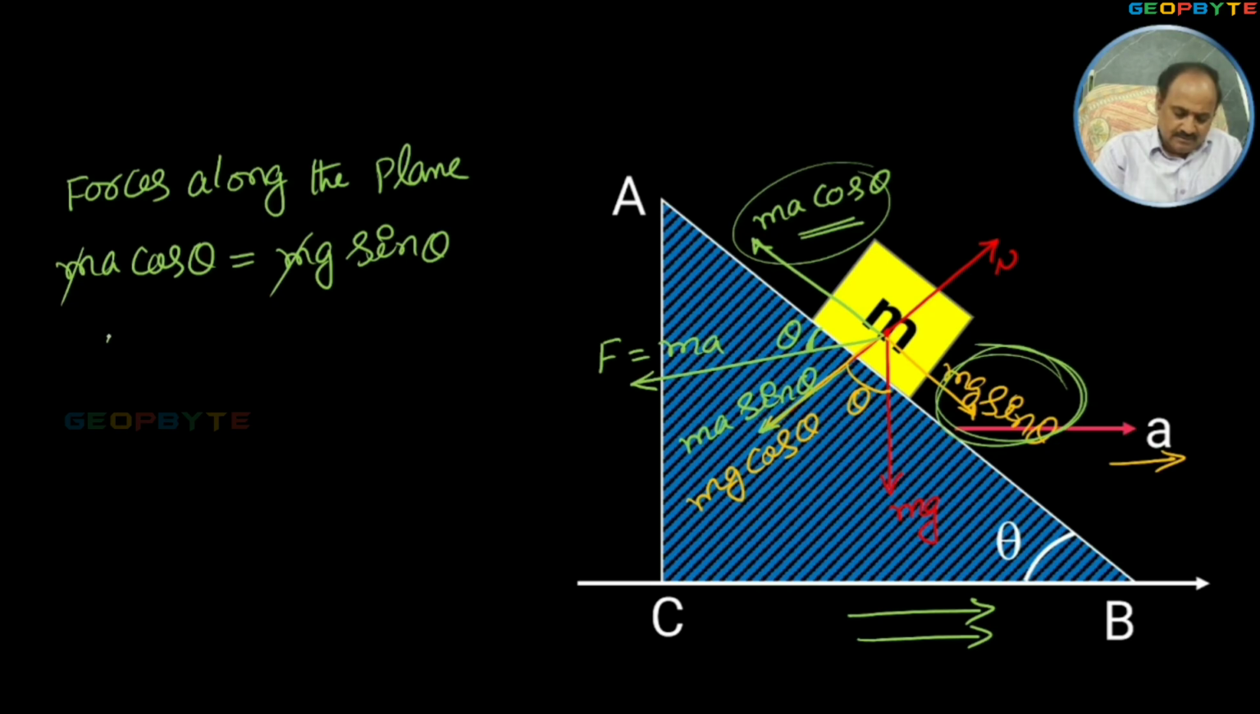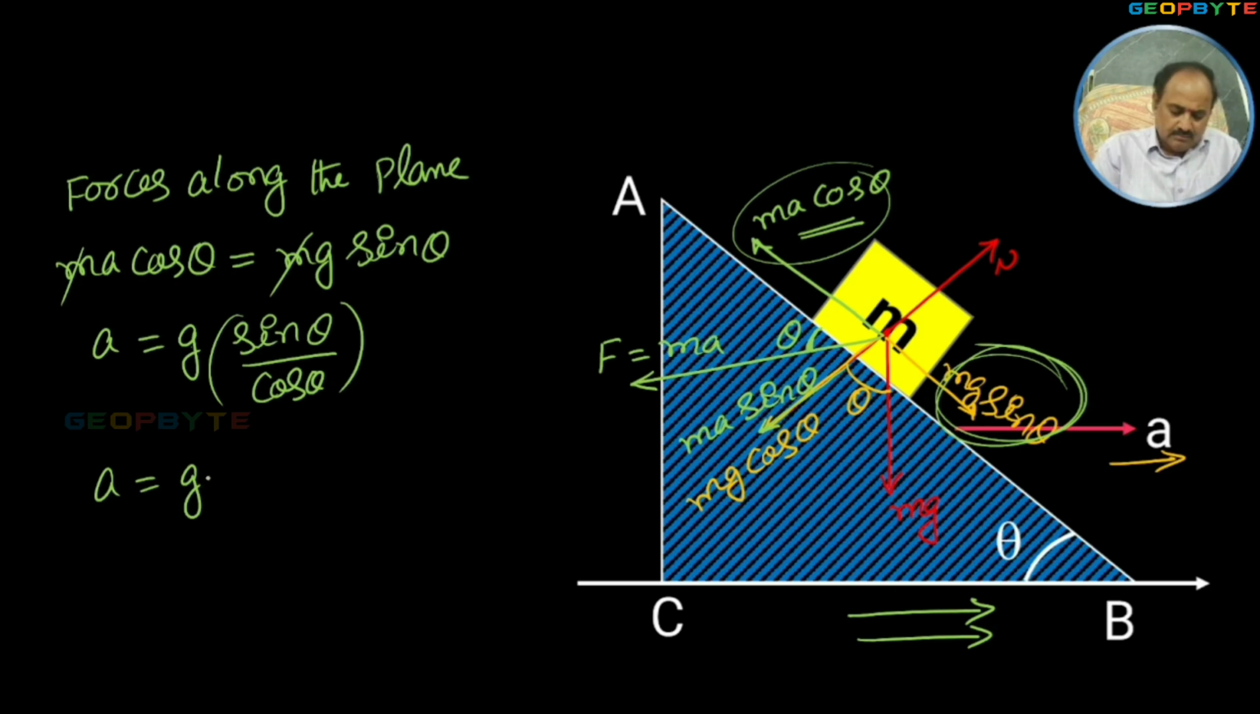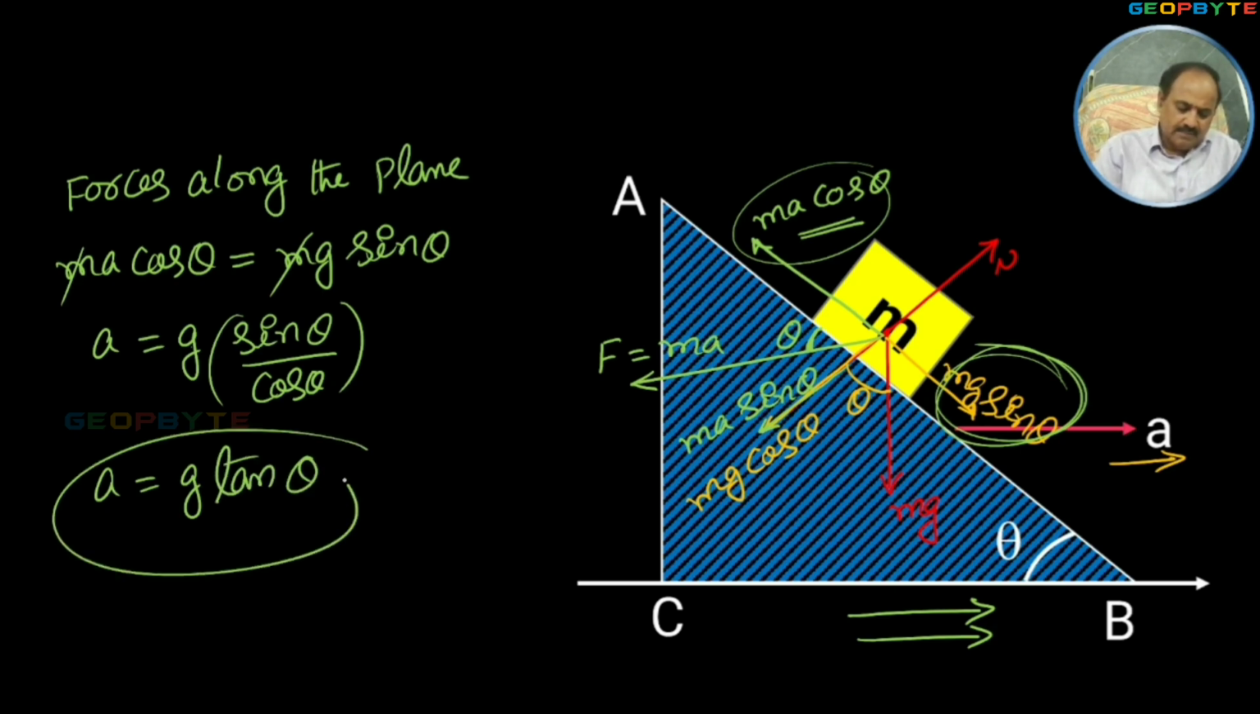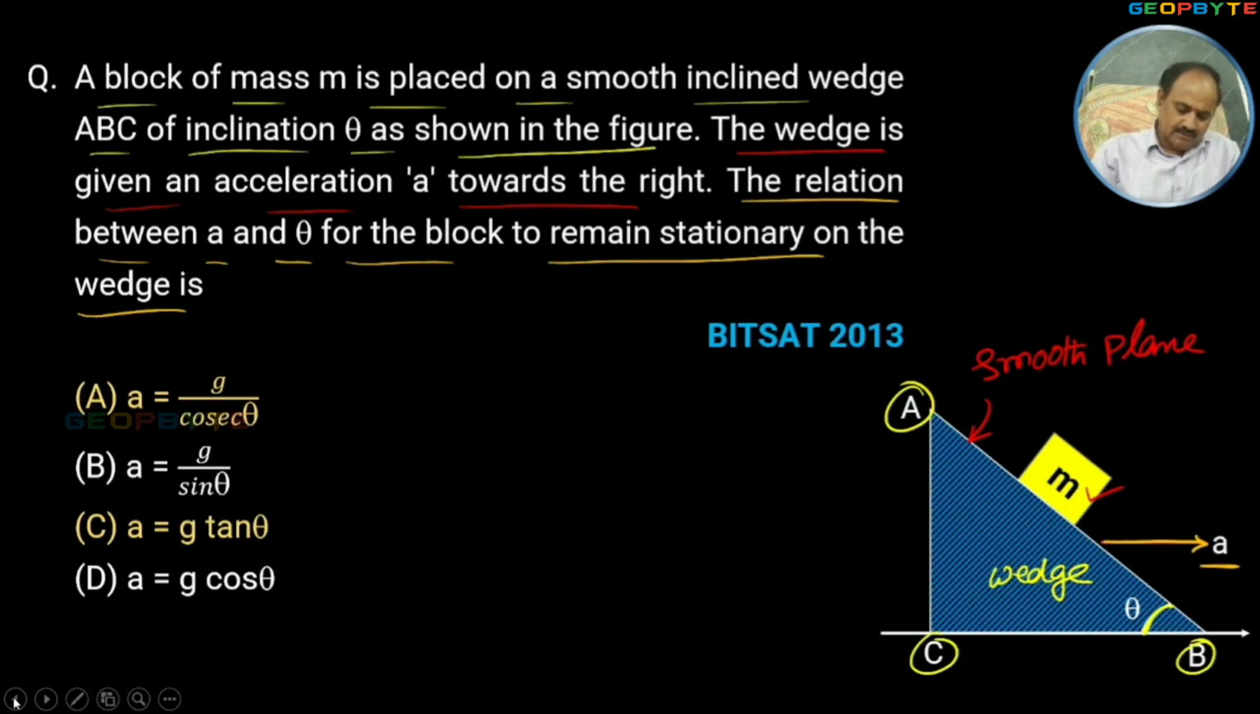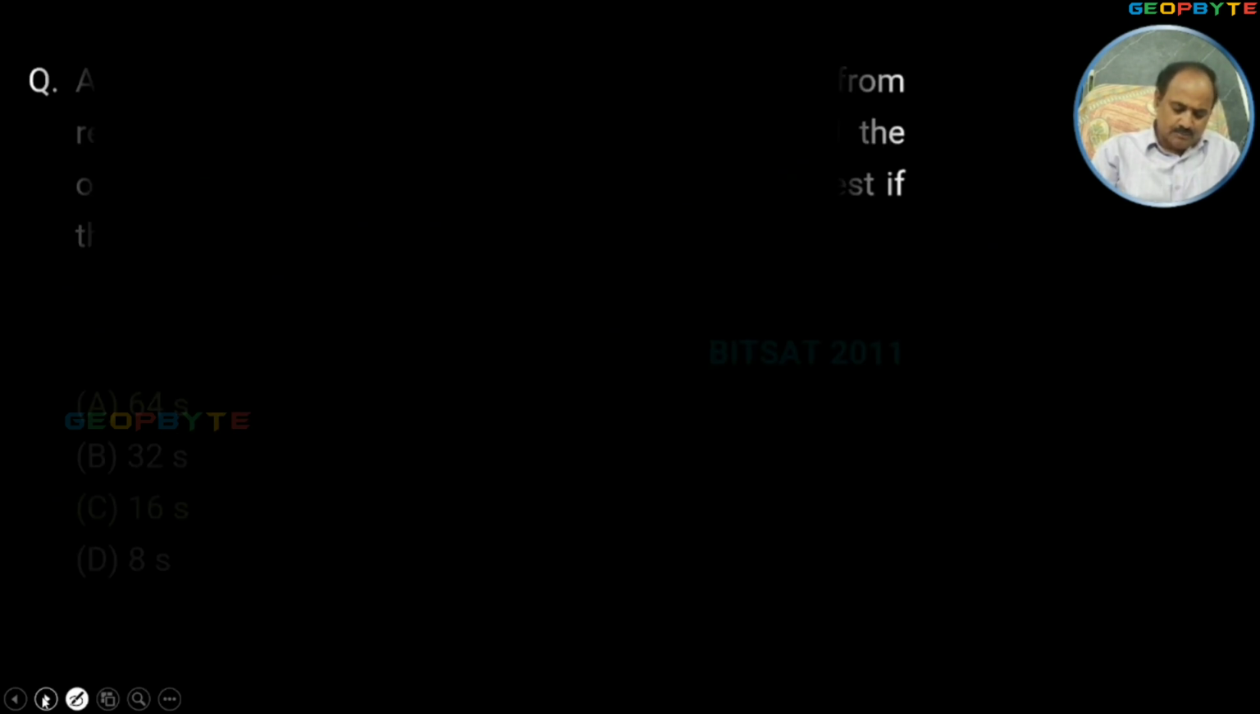Then this m is cancelled. a equal to g into sin theta by cos theta. From this I can write that a equal to g tan theta. That is the relation between the acceleration and the angle of the wedge. At this condition, the block is stationary along the smooth surface of the wedge. a equal to g tan theta. Look at option C. Option C is absolutely correct. Similarly, let us take another important problem.